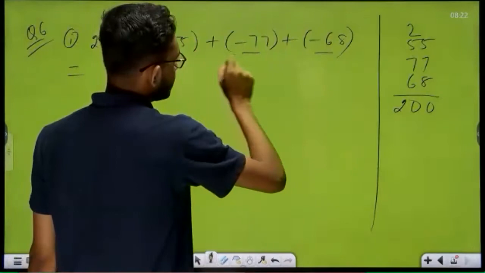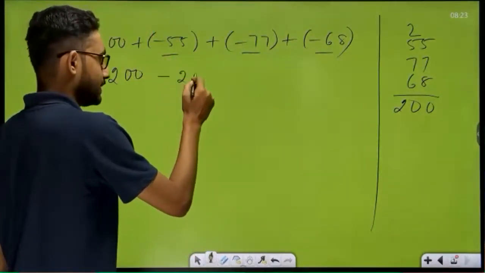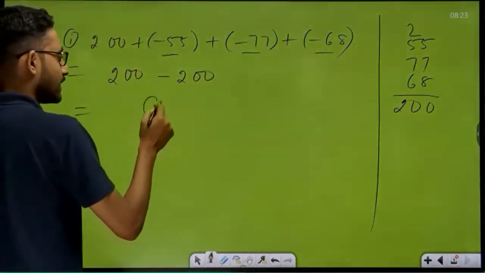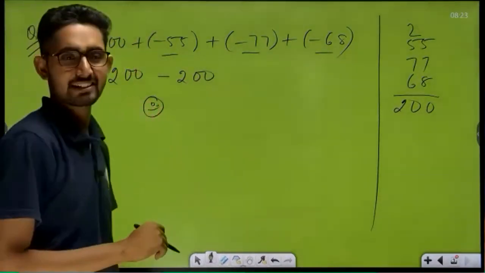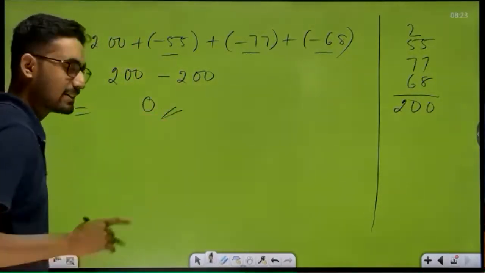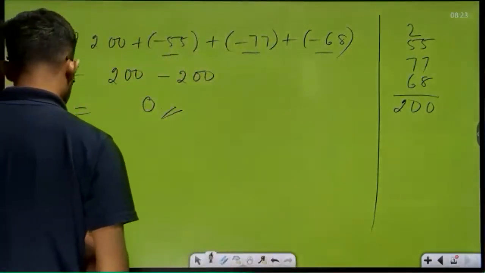If you add these three numbers, then this is also 200, but minus 200 will be there. So the answer will be 200 minus 200, that is 0. Yes, that is the correct answer. But you have not to write like this, you have to write down 0 like this. This is your 100% correct answer. Okay, very simple. Now we'll move to the next question.